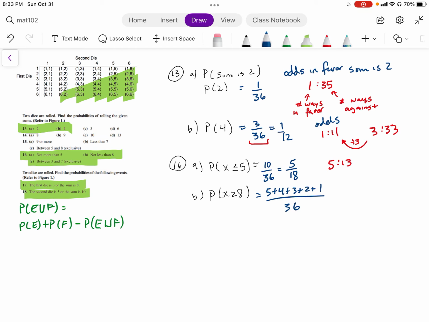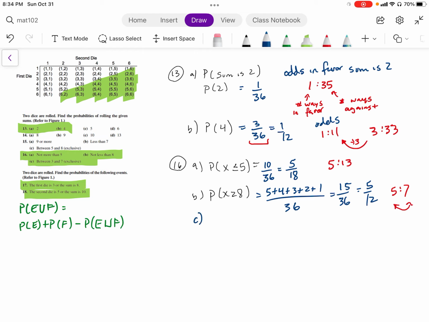Over 36. Okay. And that's 9, 12, 14, 15 out of 36. But both of those divide by 3, so 5/12. And once again, we'll throw in the odds in favor, 5 to 7. By the way, if it said odds against, we'd simply switch these around, 7 to 5.